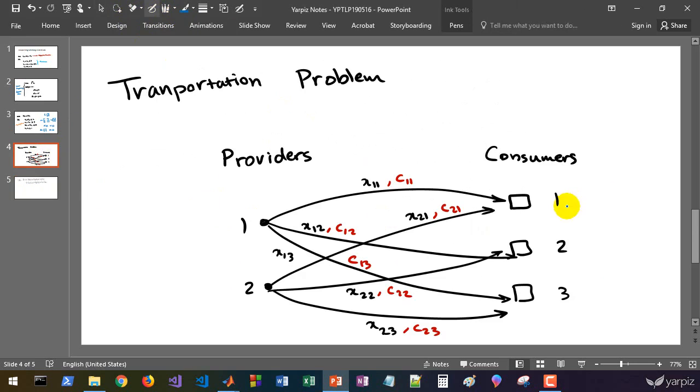For example, this consumer needs 500 items, this needs 600 items, and this needs 300 items, and the production level of this is 900 items, and this is 800 items. So the amount of outputs from a provider must be less than or equal to its production capacity, and the inputs of any consumer must be greater than or equal to its demand. And we can write these equations.